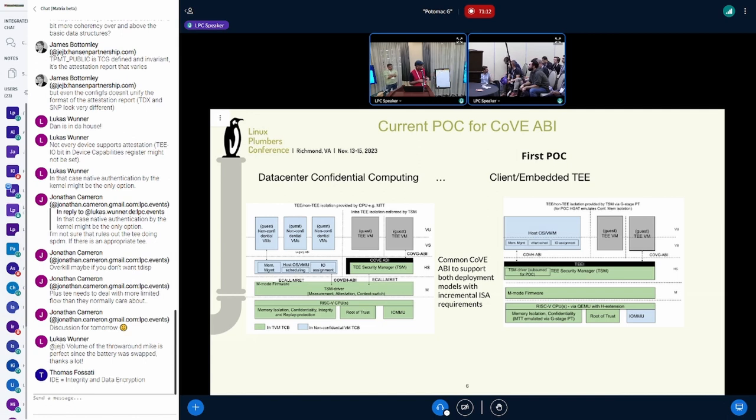On the right-hand side, you can see a client-like embedded model, which uses the second-level translation structures and runs the TSM as the only root hypervisor. In that case, you don't really need an MTT. You can just use the second-level translation structures as currently defined by the H extension. The idea was to allow both these architectures and keep the ABI the same. So in RISC-V, you'll basically see two specs, a CoVE spec, which talks about the ABI, which is common whether you're using a peer model TSM or a root mode hypervisor TSM.